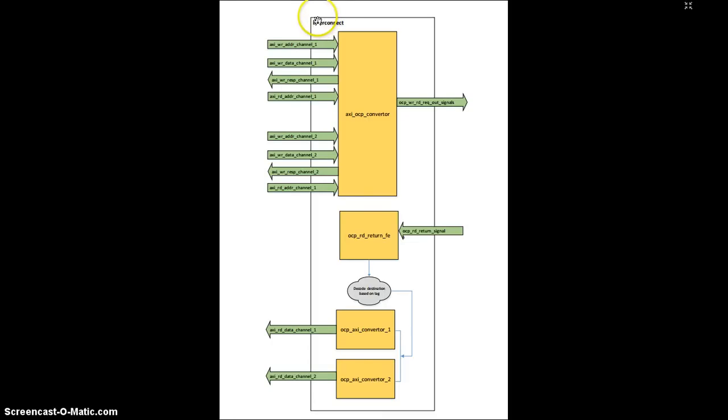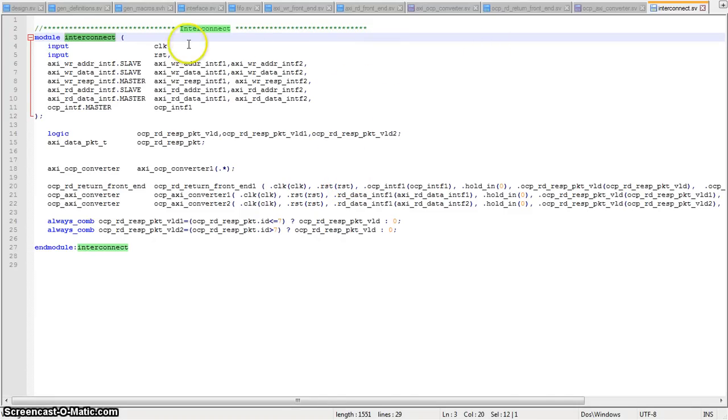Now you have gone through the implementation details of all the submodules in the DUT, and now it's time to go to the final DUT module, which is the interconnect. So this is the interconnect module. To this interconnect, you are passing all the clock and reset and all the interfaces, which are two sets of AXI interfaces: AXI address interface 1, 2, AXI write data interface 1, 2, AXI write response interface 1, 2, read address interface 1 and 2, and read data interface 1 and 2, and finally an OCP interface.